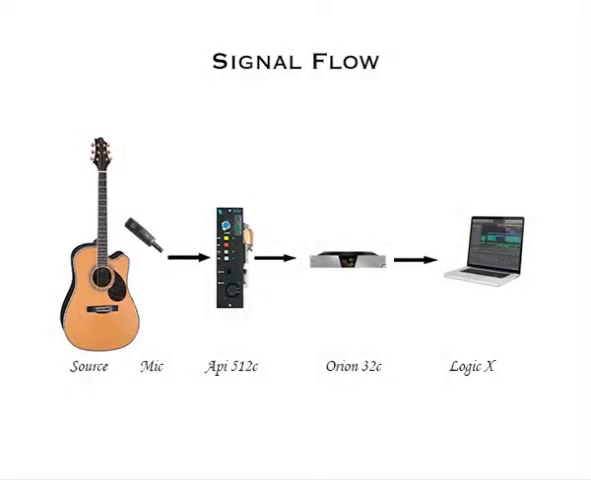The signal path comprised of the mic connected to the API 512C preamp, which was in turn connected to the Antelope Orion 32C analog to digital converter. The Orion connects to the computer via USB, and the audio was recorded onto Logic X.